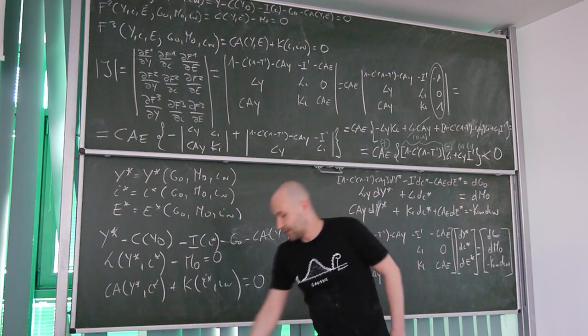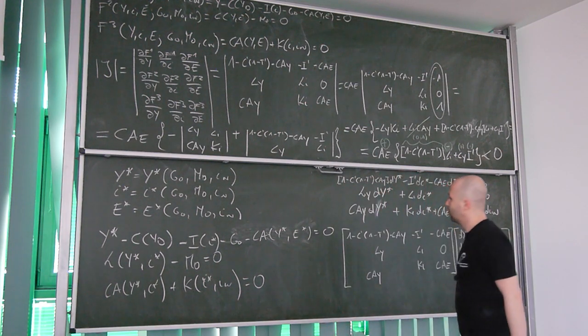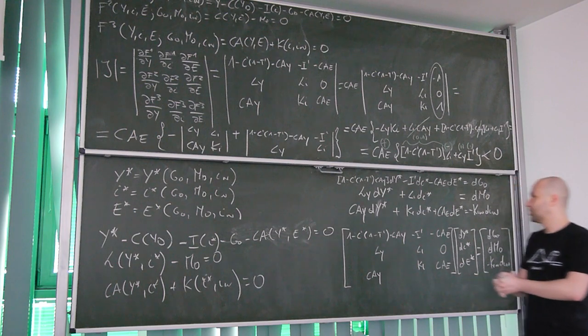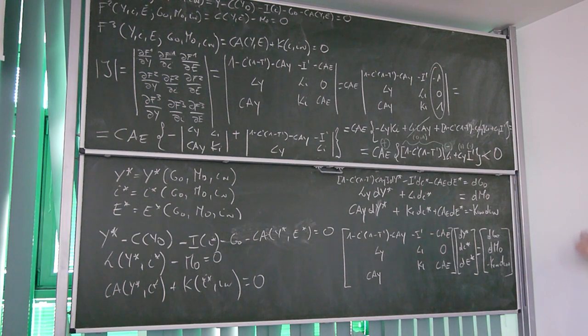So look, what we have found over here is that this system has a solution, and we know its Jacobian. We will be able now to calculate its comparative static derivatives. And we will do this in the next part. Thank you for your attention.